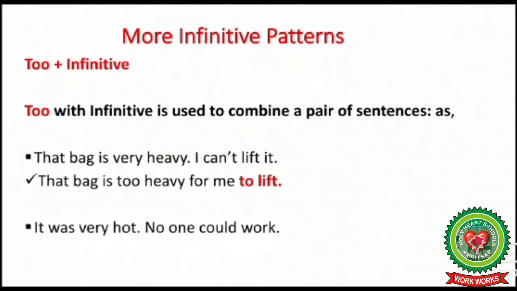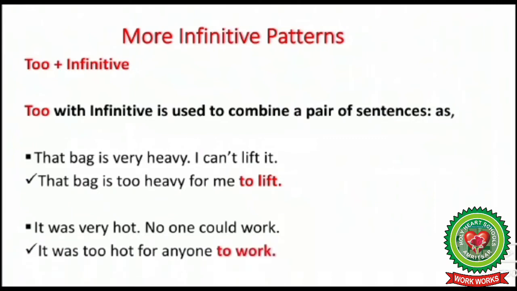It was very hot. No one could walk. It was very hot. The word very will be replaced by too, and the subject one plus helping verb could plus the negative word no will be replaced by to to form an infinitive. No one will change into for anyone. So children, the answer will be: it was too hot for anyone to walk.